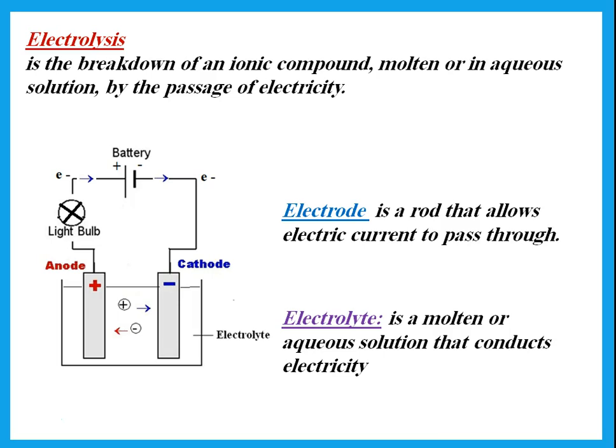The presence of the light bulb is just to show us whether electricity is passing through or not. If electric current is passing through, of course the light bulb will go on. If there is something wrong and there is no conduction of electricity, then the light bulb will not go on. So that is just the function of the light bulb, to indicate that electricity is passing through. So one of the electrodes is attached to the positive end of the battery, and the other electrode is attached to the negative end of the battery.